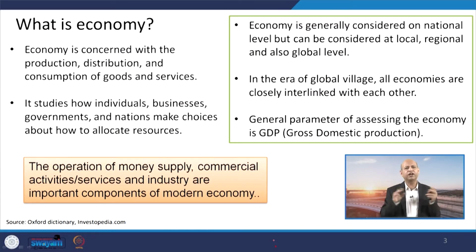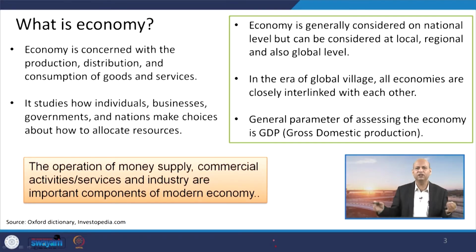So, when we talk about economy, what is economy? Basically every kind of activity that we indulge in, where we deal with some sort of goods or services or resources, whether we are producing some goods or transporting some goods or exchanging our services, then we are talking about economy, or we are doing some economic activity.